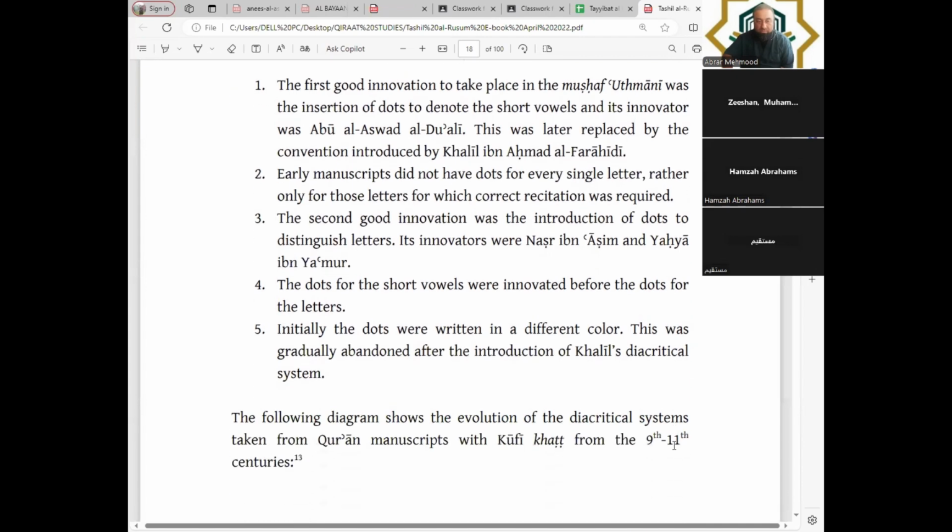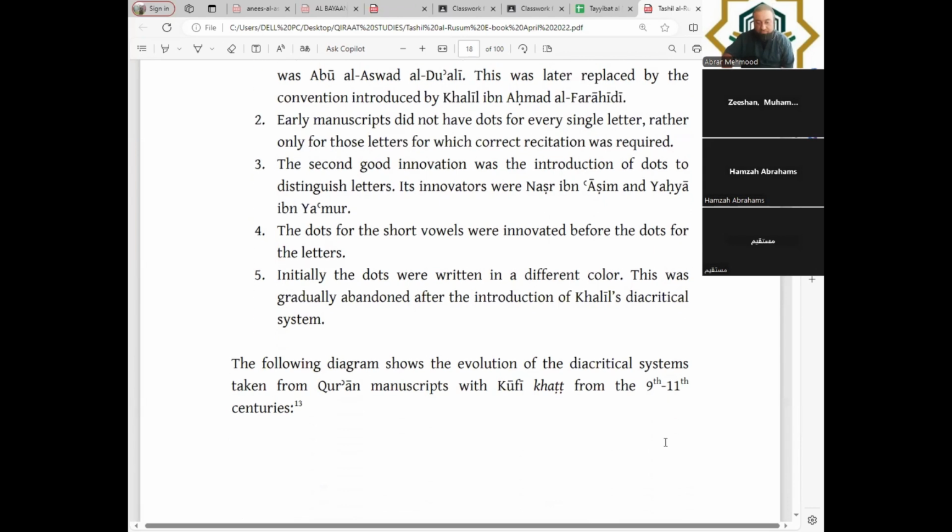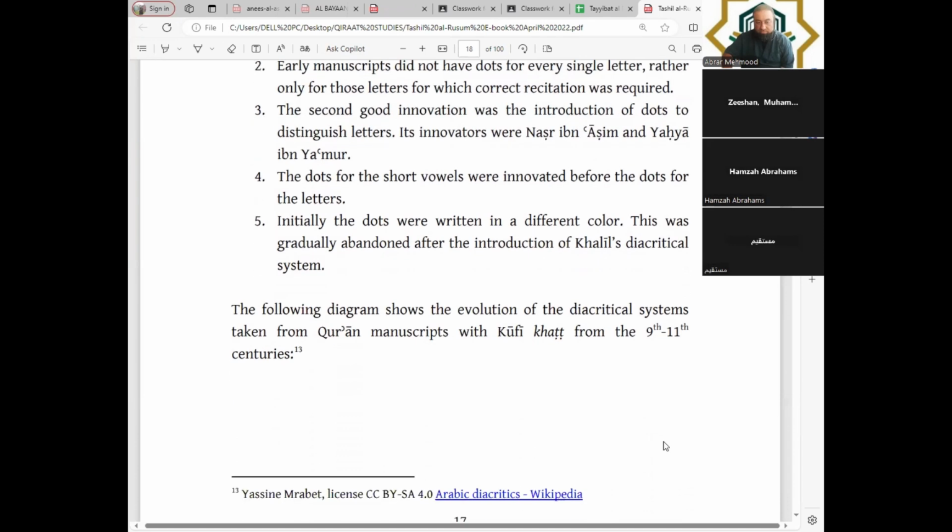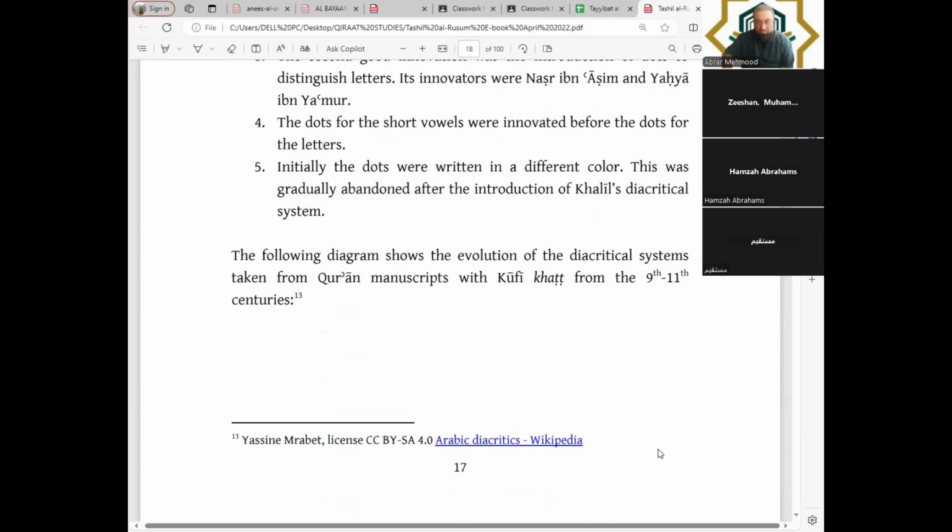Point number 3. The second good innovation was the introduction of dots to distinguish letters. Its innovators were Nasr ibn Asim and Yahya ibn Ya'mur. Point 4. The dots for the short vowels were innovated before the dots for the letters. Point 5. Initially, the dots were written in a different color. This was gradually abandoned after the introduction of Khalil's diacritical system.